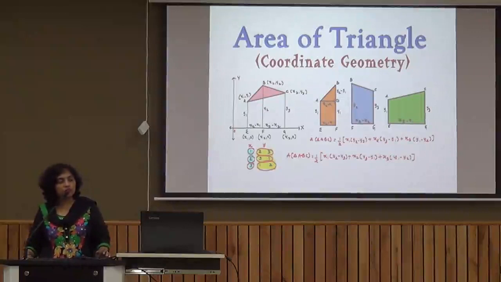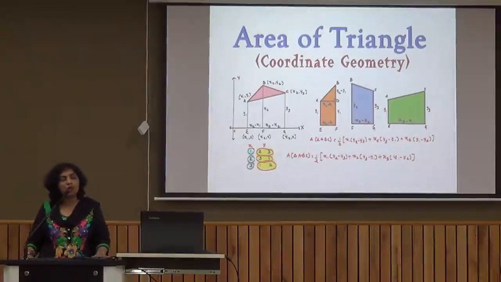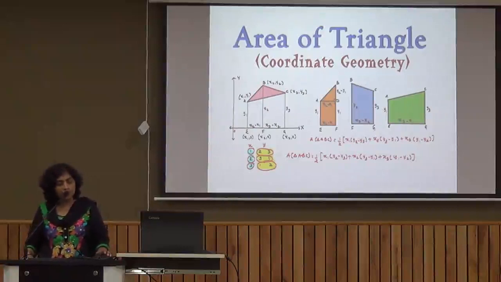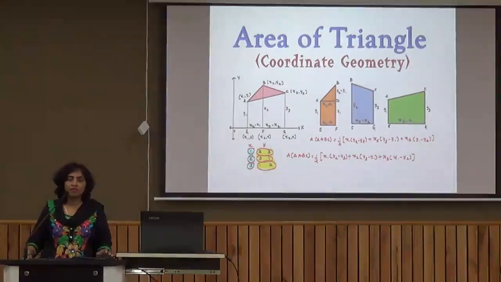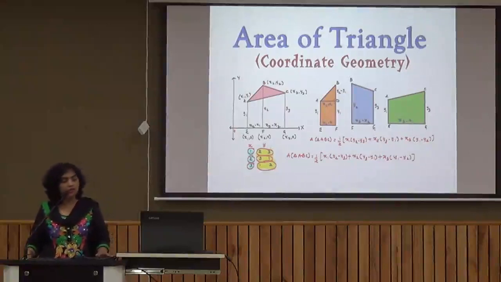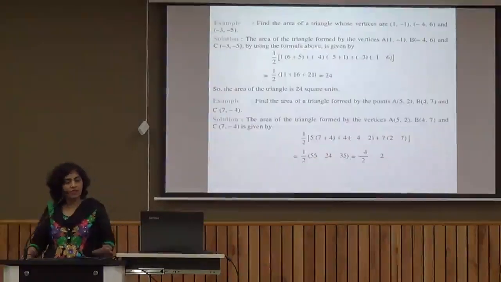So from the first two trapezium areas, we subtract the area of the third trapezium to get the area of the triangle as half into modulus of x1 into (y2 minus y3) plus x2 into (y3 minus y1) plus x3 into (y1 minus y2). And let's see an example.